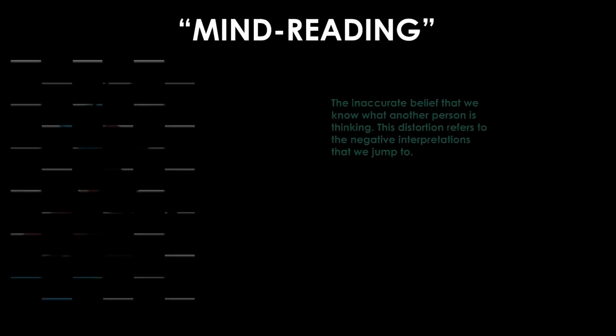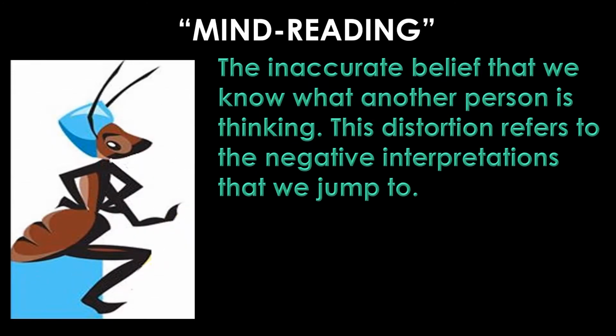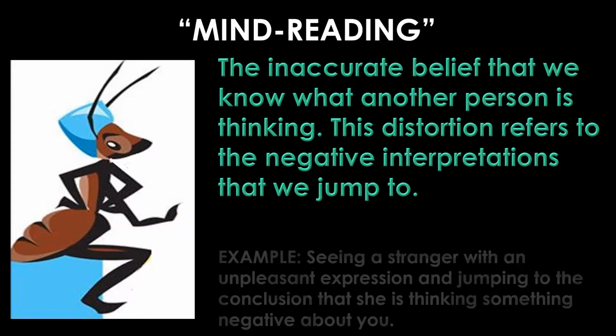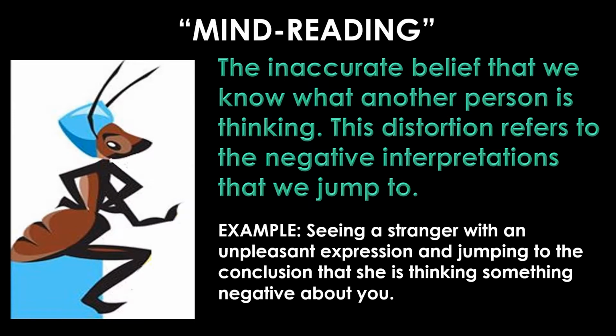This ant is into mind reading. The inaccurate belief that we know what another person is thinking. This distortion refers to the negative interpretations that we jump to. An example here is seeing a stranger with an unpleasant expression and jumping to the conclusion that they are thinking something negative about you.